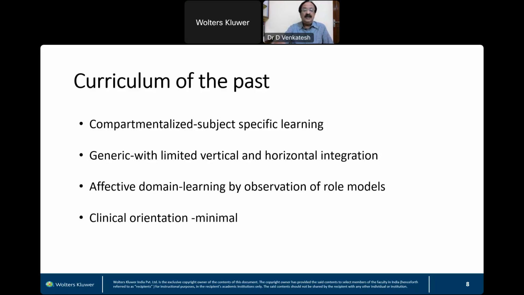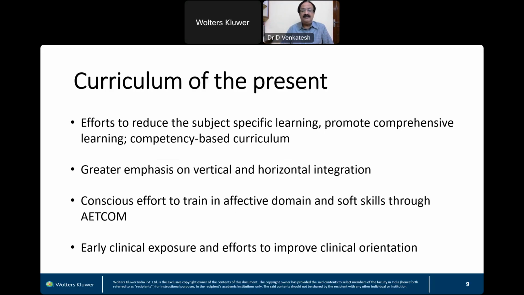Now we have the competency based curriculum, which is in the fifth year of existence. Now they have made a radical shift from the curriculum of the past, where they have tried to reduce subject specific learning and they are trying to promote a coordinated learning. They have tried to make it a comprehensive learning, and they have identified a set of skills called competencies, and these competencies are based on what is the desired outcome of a medical graduate.